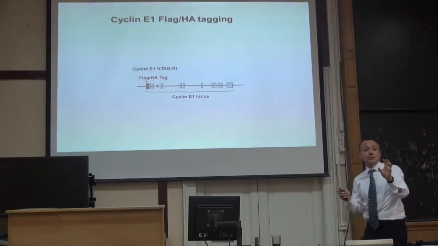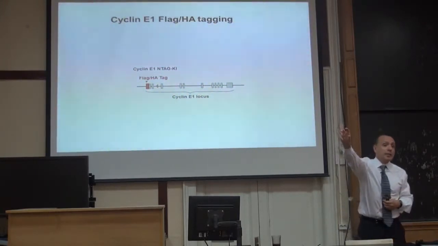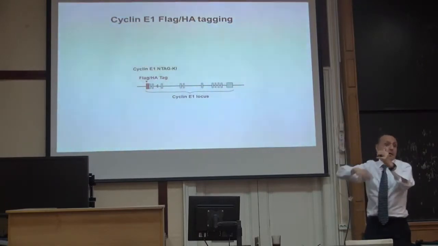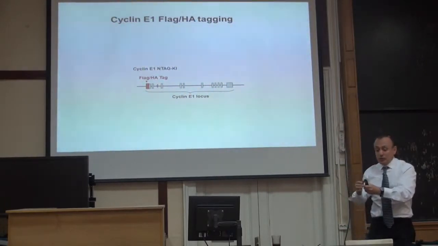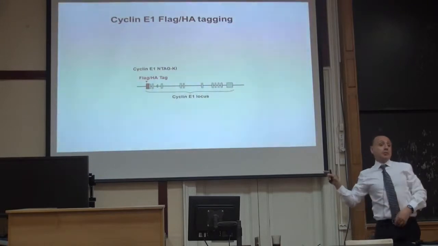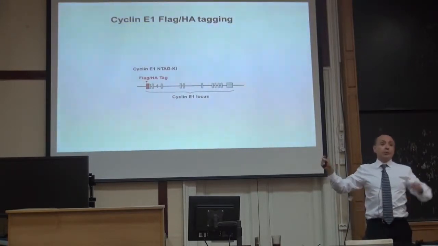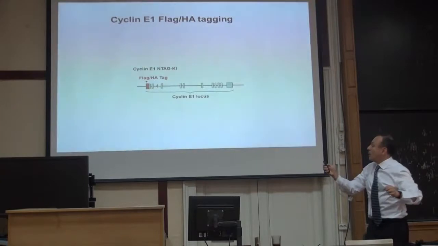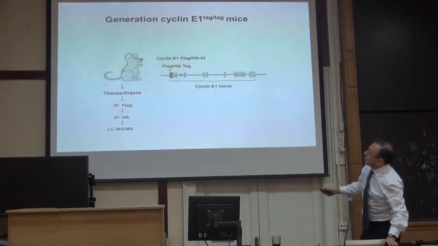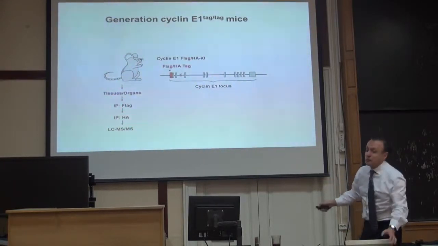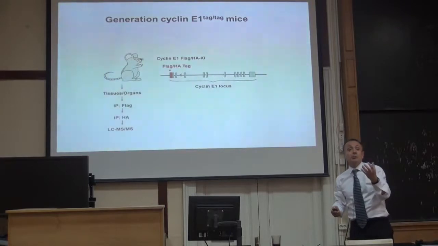So we are attaching those tags because now we can take any organ and put it through those two columns, and we can purify our protein together with associated proteins. So this is the approach where now we have mice running around. We can take any organ, we can lyse it, put it through the first column with anti-FLAG antibody, then the second HA antibody, and now we have a pure complex, and we can do mass spectrometry.